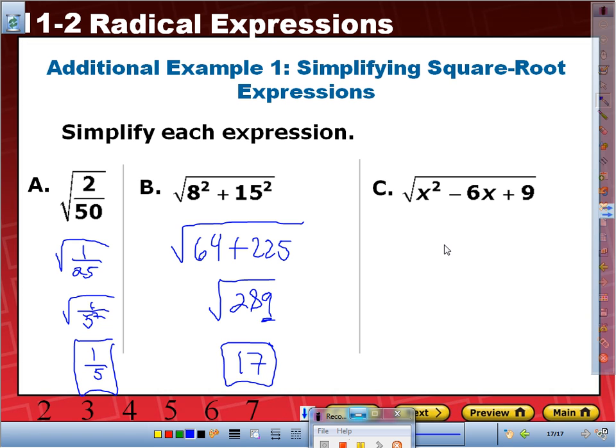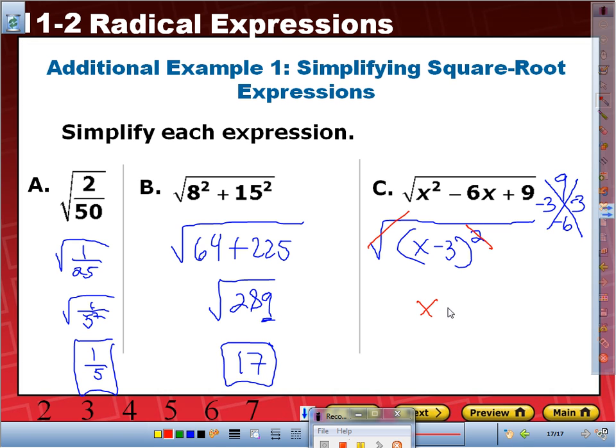So let's look at this one. That's fine. You can just factor completely. Here we go. Let's look at this one. C, square root. We need to simplify. Is there a GCF? No. So then Power Rangers. 9, negative 6. So this is negative 3, negative 3. So we can write that as x minus 3 squared. Is that correct? Yeah. Because it's x minus 3 times x minus 3. And what happens to that exponent and the root? So therefore we're left with x minus 3 in absolute value because it has a variable.